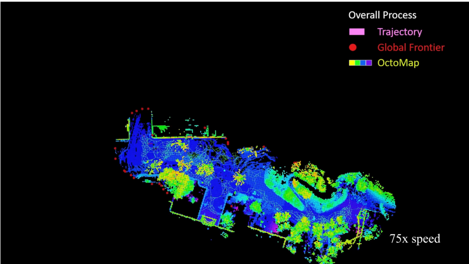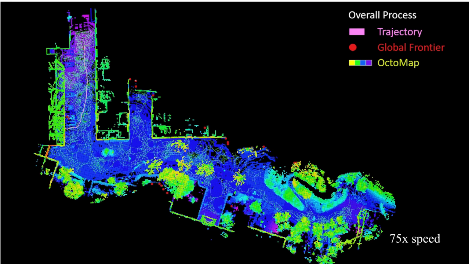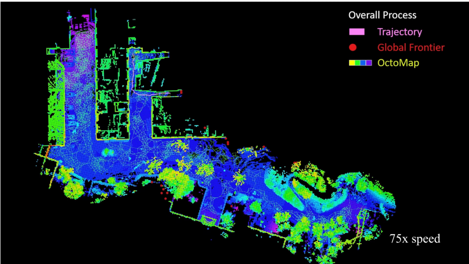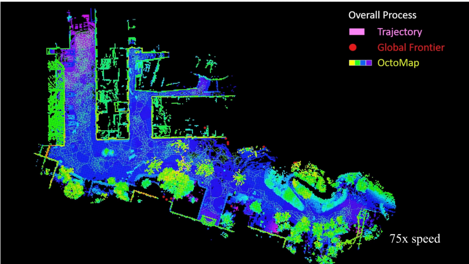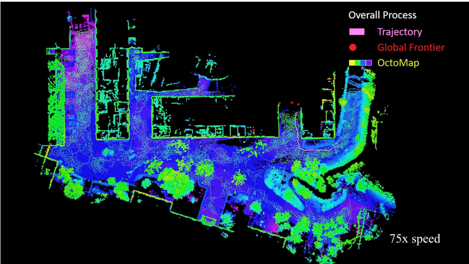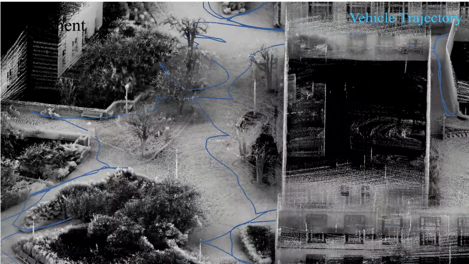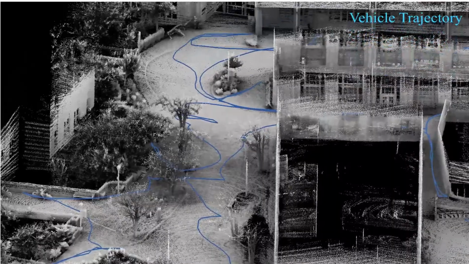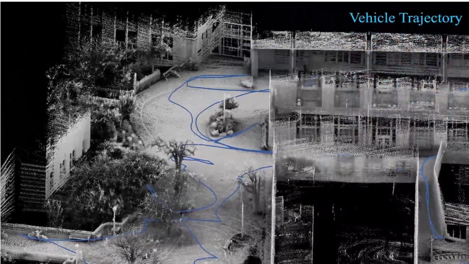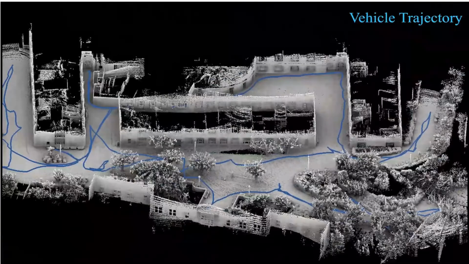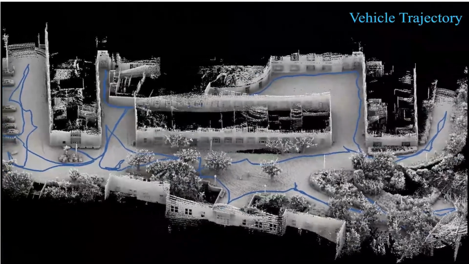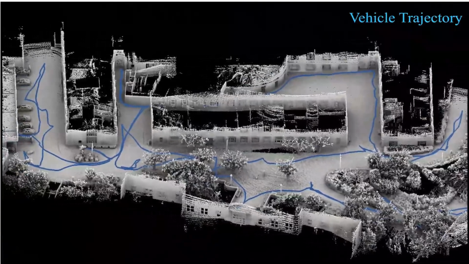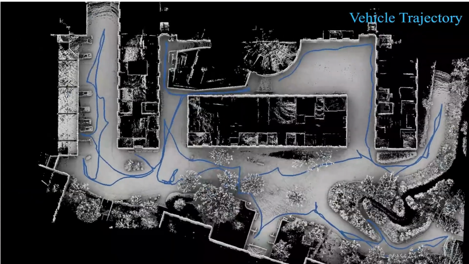This is the whole process of our exploration planner. The planner explores almost all areas that it is supposed to. This is the trajectory and the map our exploration planner built. The robot travels 993 meters in 70 minutes.